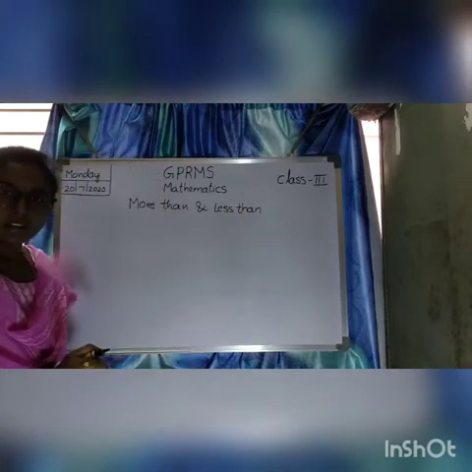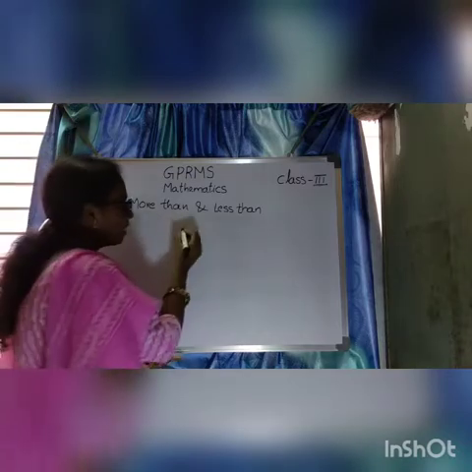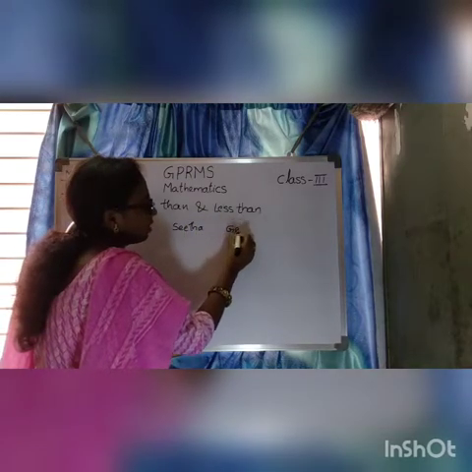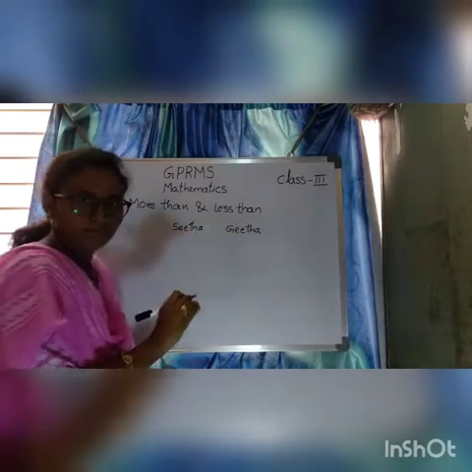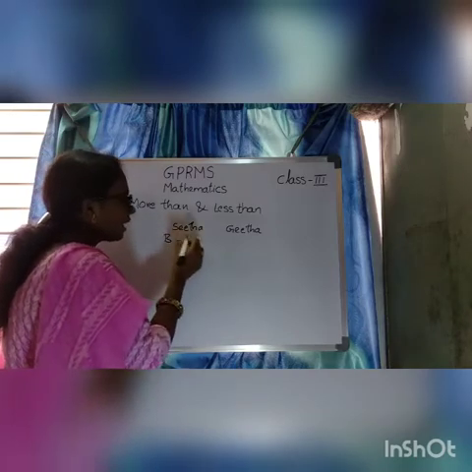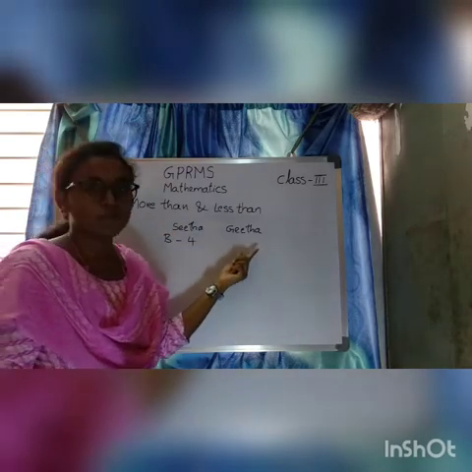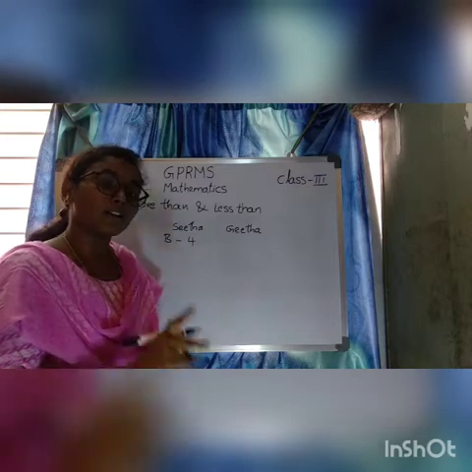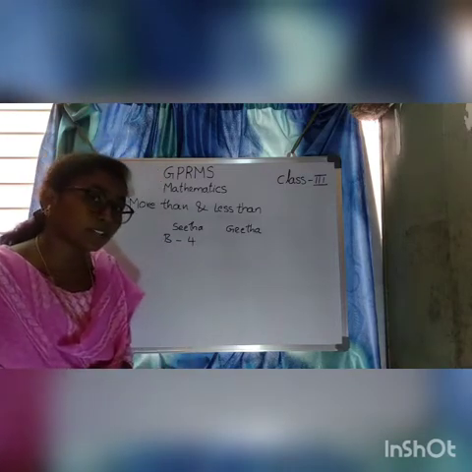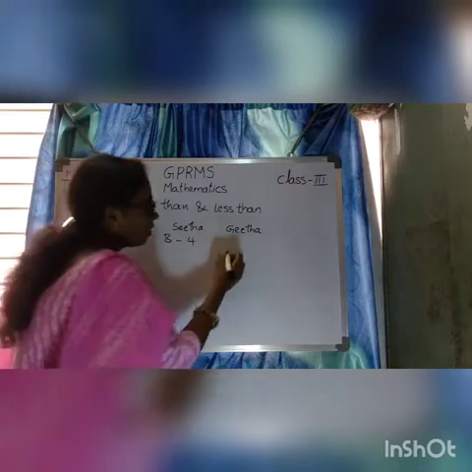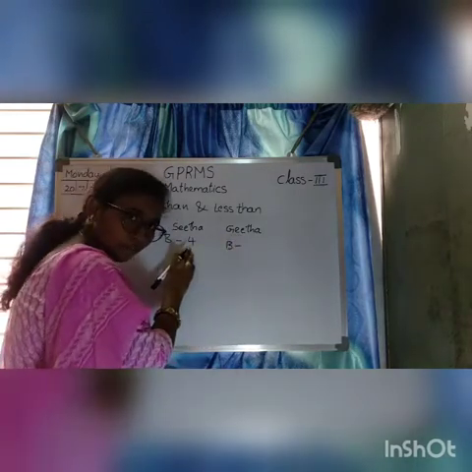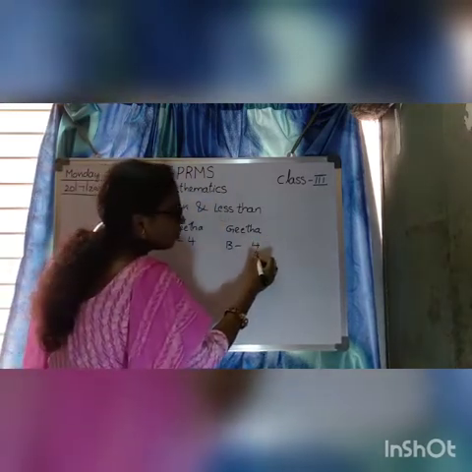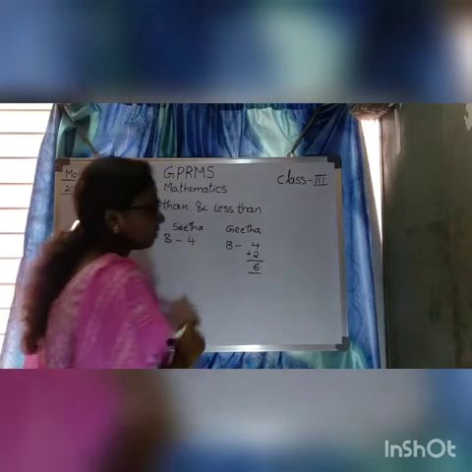Children, I am giving one more example. Sita, Geeta. Both are friends. Sita has 4 biscuits with her. Now I am saying Geeta has 2 more biscuits than Sita. 2 more biscuits. Then how many biscuits does Geeta have? Obviously, Sita has 4 and I am saying Geeta has 2 more biscuits. So 4 plus 2. How much? 6.